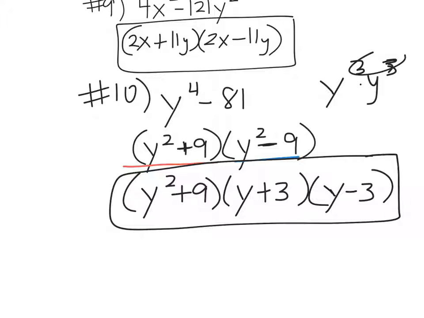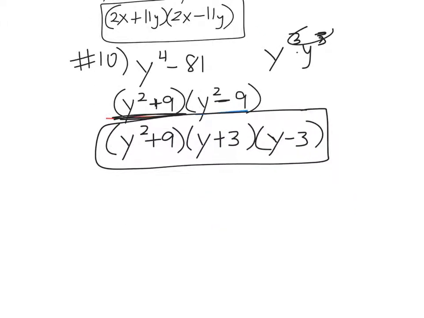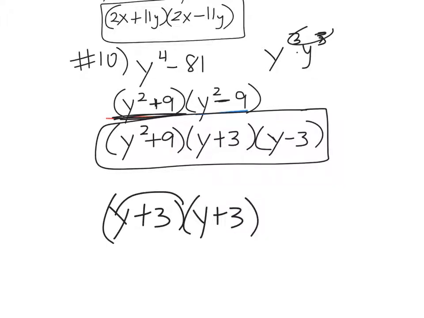Wait, what? What do you mean? So this does not factor. No, you cannot factor that. If you thought that that factored as y plus 3 times y plus 3, because a lot of people do. But if you were to FOIL this out, you'd get the first and last and all that. But check out the middle parts. 3y plus 3y, there's no 6y in there. It doesn't factor.